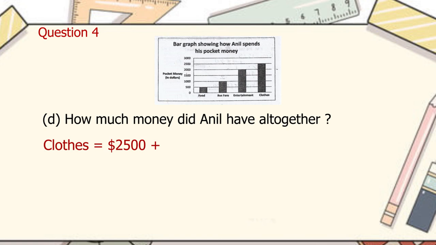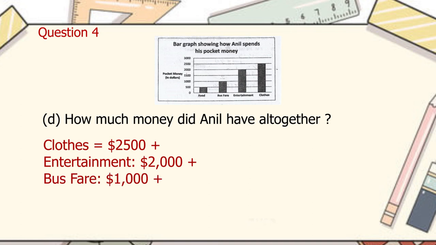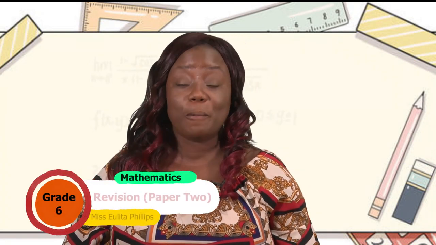Let's calculate the amount of money Anil had. We know that he spent $2,500 on clothes, $2,000 on entertainment, $1,000 on bus fare, and $500 on food. When we combine the total amount of money Anil spent on each item, we have a total of $6,000. Therefore, Anil had $6,000. Did you have all the parts correct in question 4? Well, if you did, you would have earned yourself 5 marks.